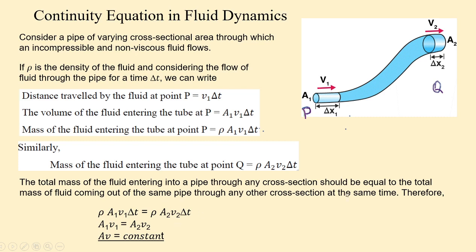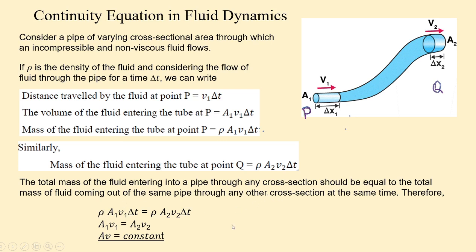Here, in a given time interval, the total mass of fluid entering should be equal to the total mass of the fluid that should be coming out. So we can equate the two expressions, that is rho into A1V1 into delta T should be equal to rho into A2V2 into delta T. This is in accordance with the law of conservation of mass.